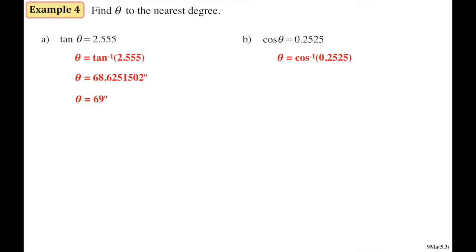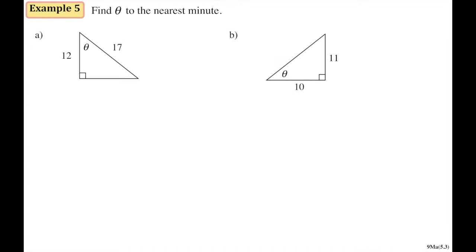For part B, if you're trying to find the angle when the cos of theta is 0.2525, theta is inverse cos of 0.2525. Put that onto the calculator, and is 75.37450124 closer to 75 or 76? It's closer to 75 if I take it to the nearest whole degree. Let's go to example 5.